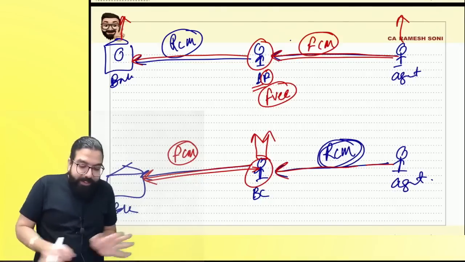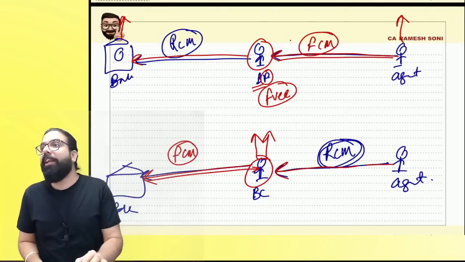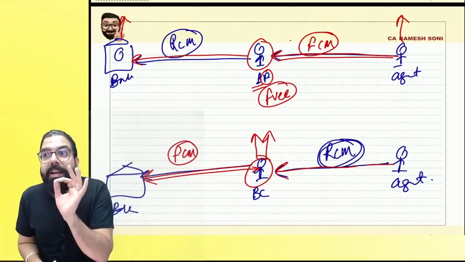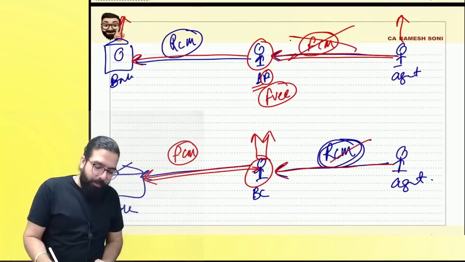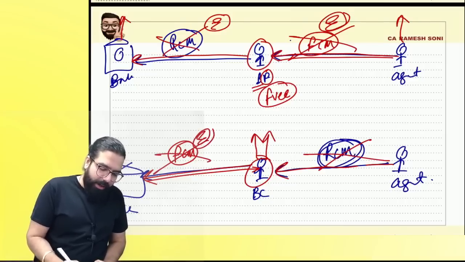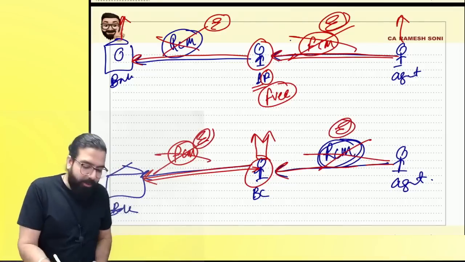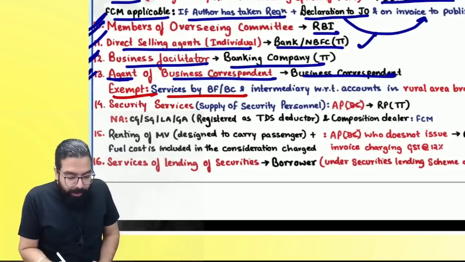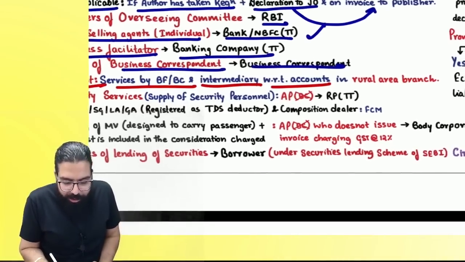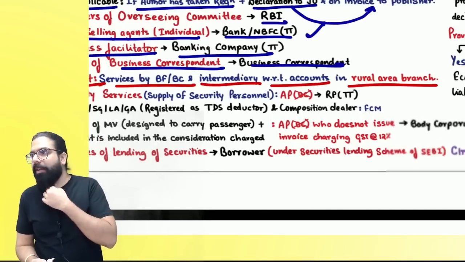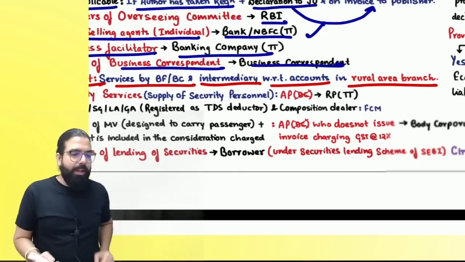If these services are given with respect to rural area accounts, rural area related accounts, then all these services will be exempt. Over. Are we clear, everyone? The next one over here is: exempt if business facilitator, business correspondent, and intermediary give services with respect to accounts in a rural area branch. If the services are given with respect to rural area branch related accounts, then all the services shall be exempted.